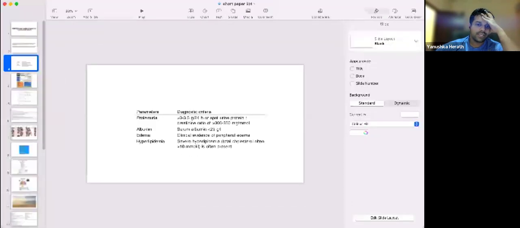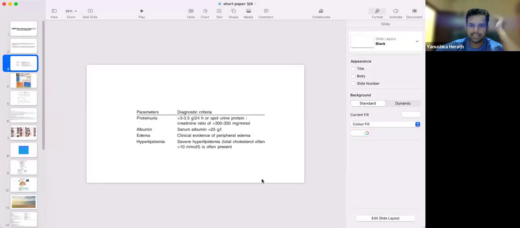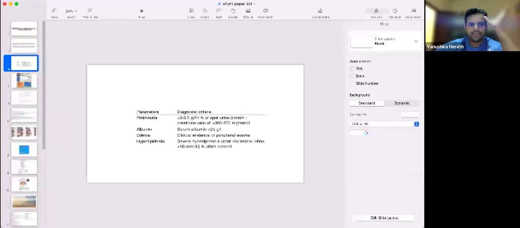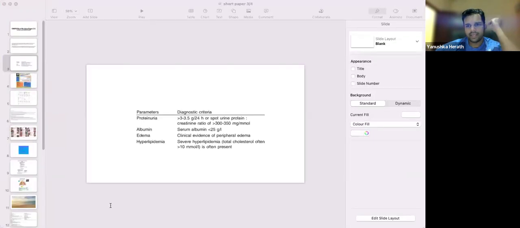And albumin less than 2.3, this is serum albumin. So if the serum albumin is less than 25 grams per liter, it is in the criteria of nephrotic syndrome. So albumin is less than 2.3 here, so it is more likely to be nephrotic syndrome. But that doesn't mean that this can't be nephritic syndrome, but this is more likely to be nephrotic syndrome.